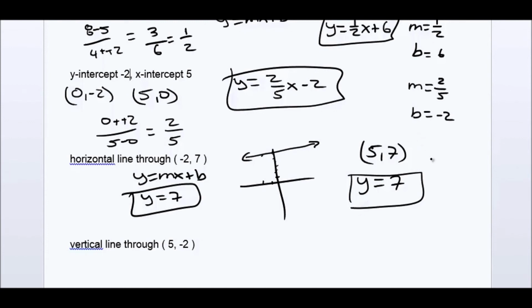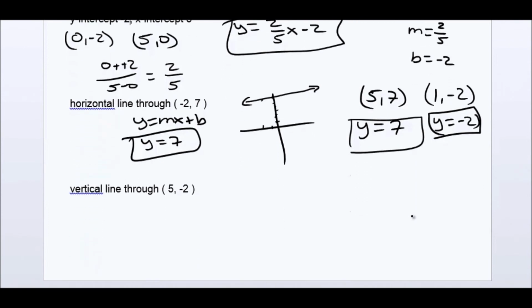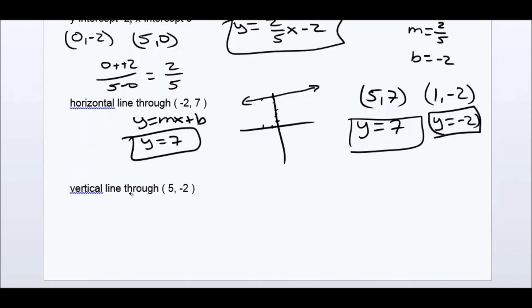Okay, so let's say you had a horizontal line passing through 1, -2. What's your equation? Your equation is y equals -2. Just get your y-coordinate and set your y equal to that, and that is your equation. Now, your vertical line works the same way. And instead of saying y equals your y-coordinate, your vertical line is going to be x equals your x-coordinate.